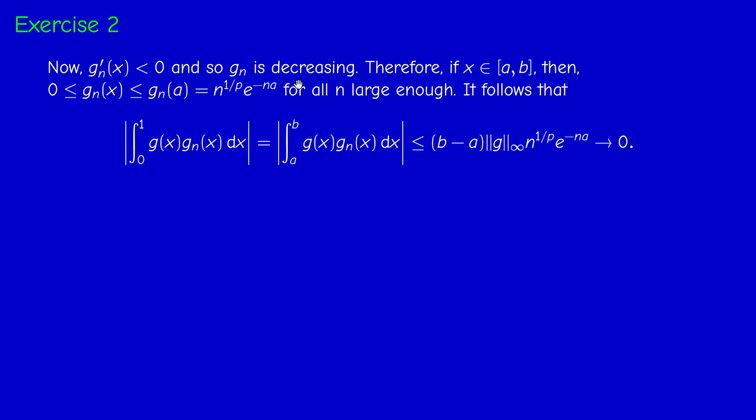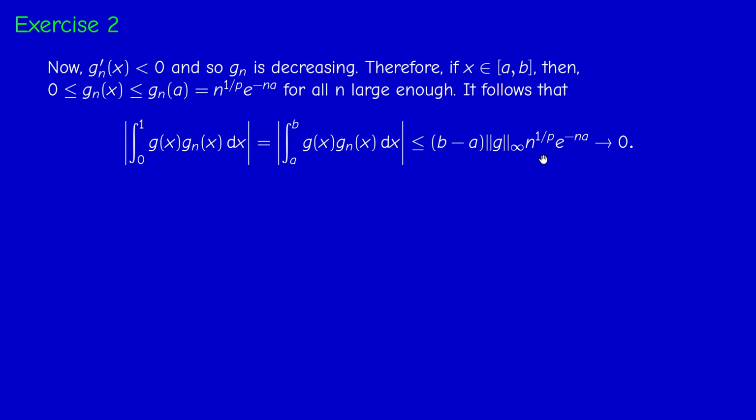And now when you evaluate this by the usual inequality, the absolute value of the integral is less than the integral of the absolute value. The absolute value of g(x) is less than the supremum norm of g, the maximum norm if you like. And the absolute value of g_n is just g_n because g_n is positive, and this is less than, as we said, n to the 1 over p e to the minus na. So it's the integral from a to b of a constant, and therefore this is (b minus a) times the supremum norm of g times this quantity. The norm of g is a constant, doesn't matter.